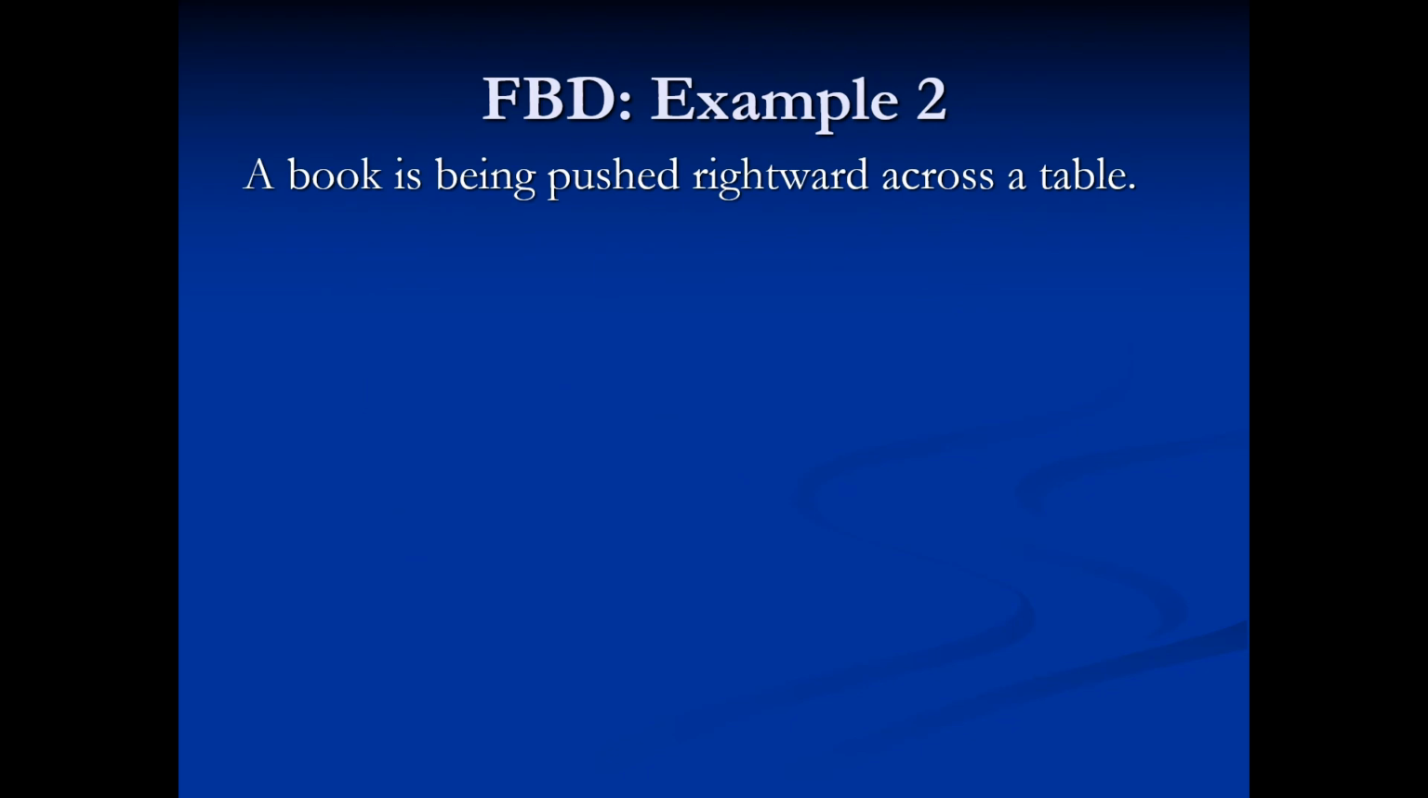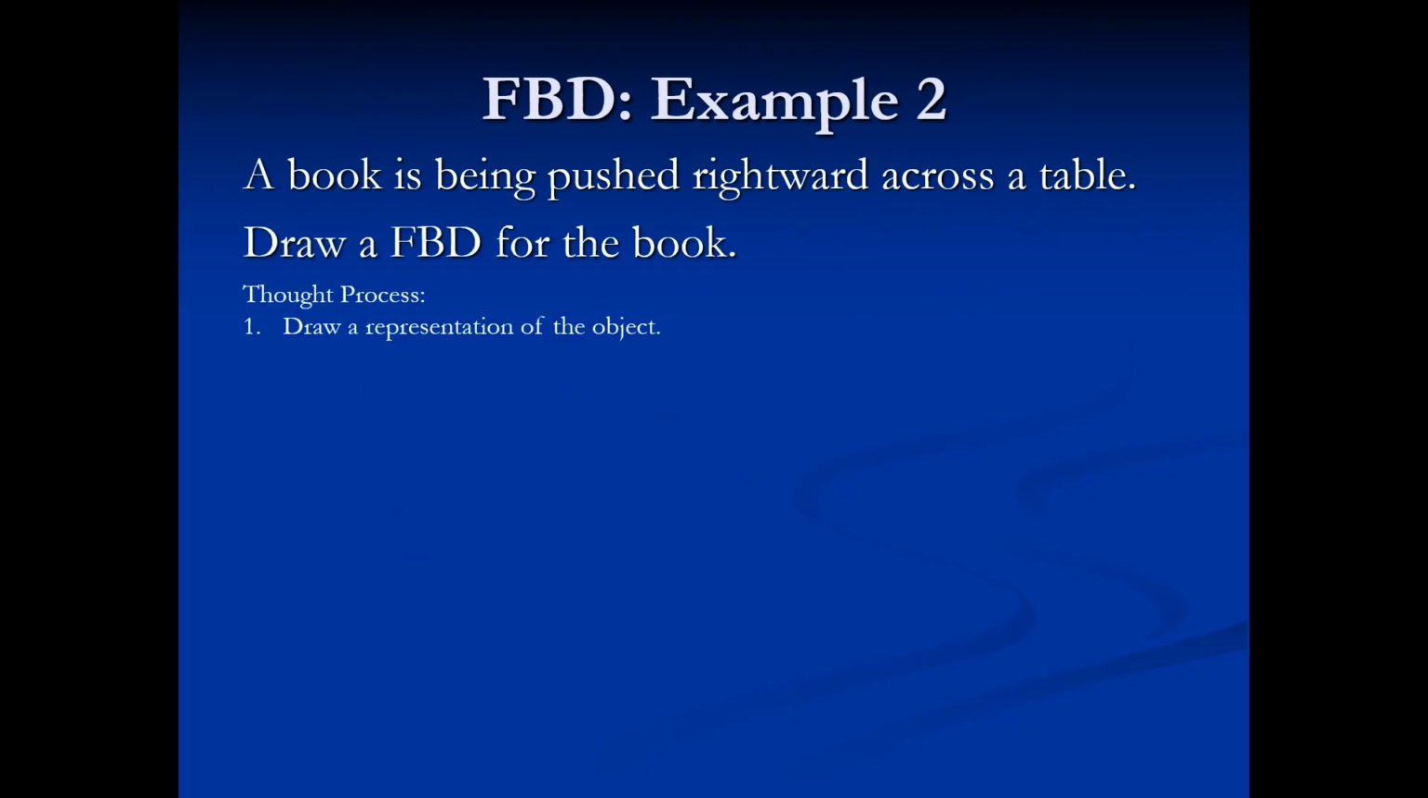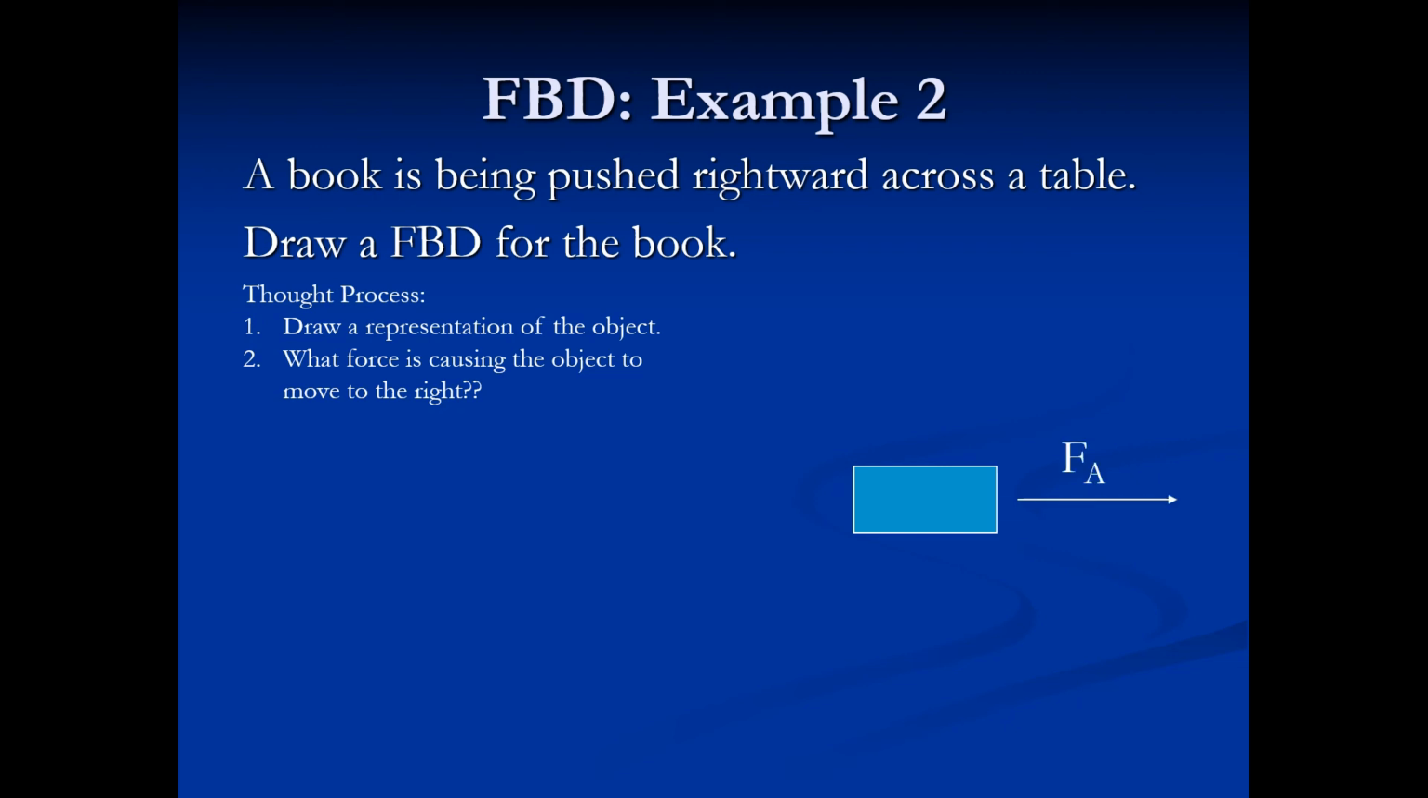We have a book being pushed to the right across the table. Again, draw a representation of the object. There's my book. Not a very good looking book, right? Not something I want to read, but it's there. It doesn't have to be a fantastic piece of artwork that you submit for your free body diagrams. What force is causing the object to move to the right? This is going to be your applied force, right? It's a very generic way of describing, hey, I'm pushing it to the right. This is my applied force. I'm going to label it as FA.